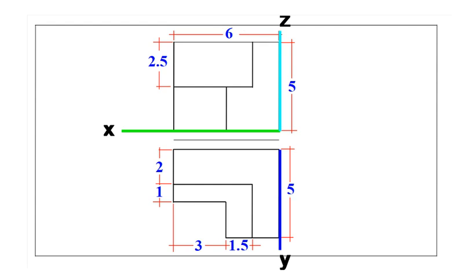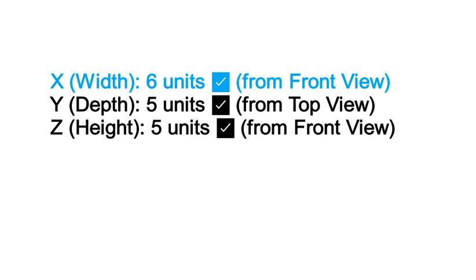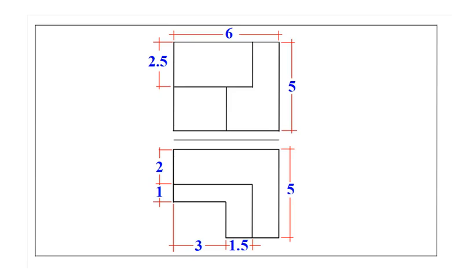So let's check our list. X width, 6 units from front view. Y depth, 5 units from top view. Z height, 5 units from front view. We have a value for all three axes. That means this object is fully defined. There are no hidden surprises in the third dimension that we don't know about. So yes, from these two views, we have all the information we need to confidently create an accurate 3D isometric drawing.